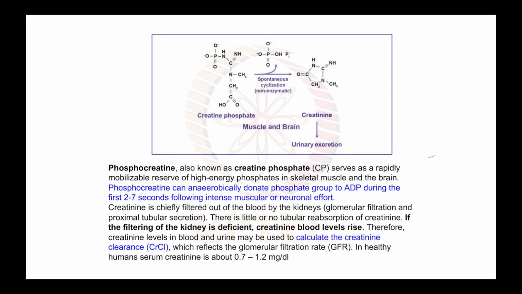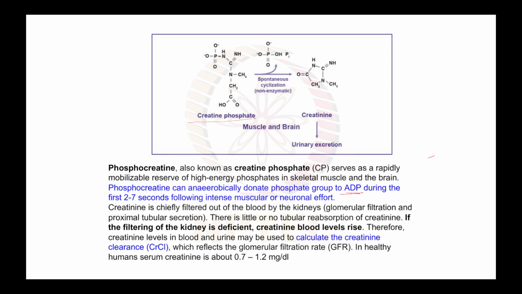So phosphocreatine, also known as creatine phosphate, serves as a rapidly mobilizable reserve of high energy phosphates in skeletal muscle and in brain. Phosphocreatine can anaerobically donate a phosphate group to ADP during the first 2 to 7 seconds following intense muscular or neuronal effort. Okay, and the creatinine is chiefly filtered out of the body.